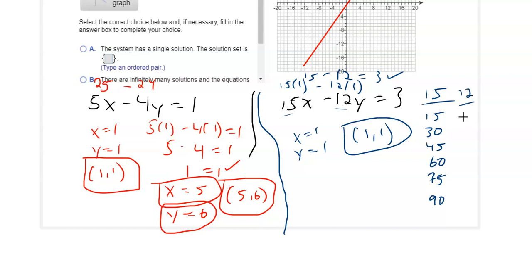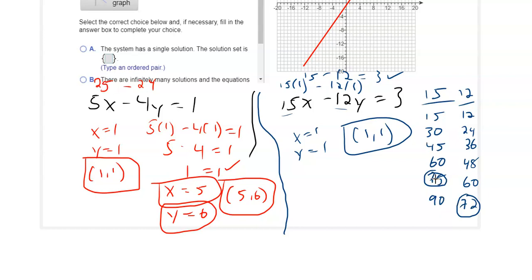For 12, we have 12, 24, 36, 48. And I just need 2 numbers here where the one in this column is 3 bigger than the one in this column. 48, 60, so they actually match each other. That's not good, right? 72, right? So 72 and 75 are 3 apart from each other. So when I subtract these, I would get 3.